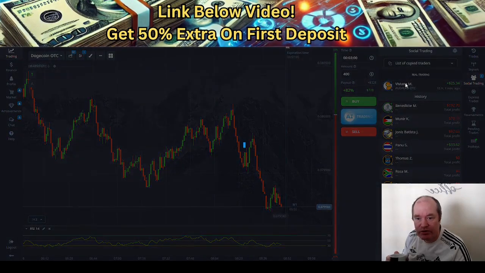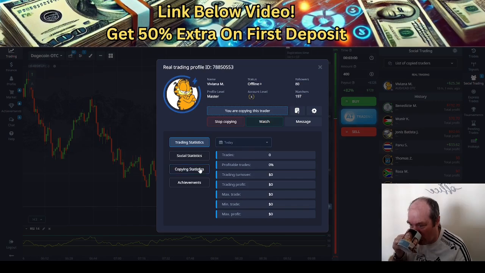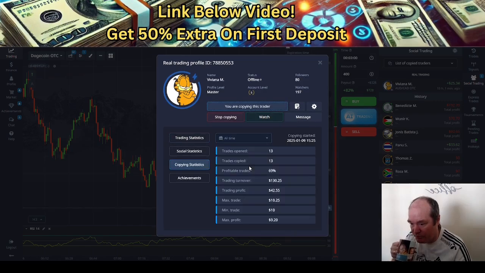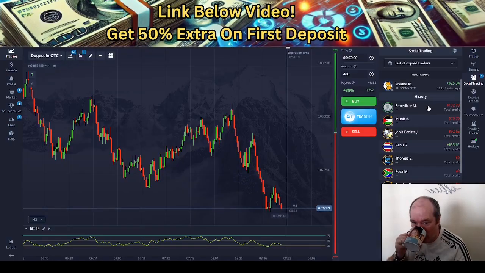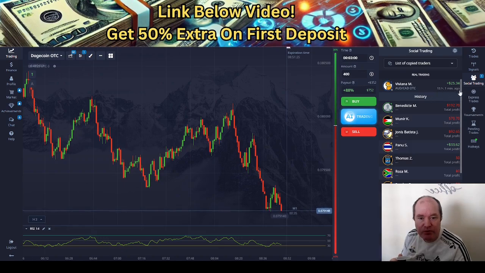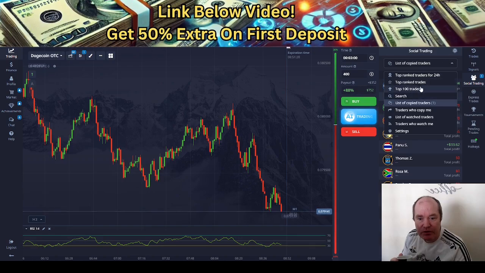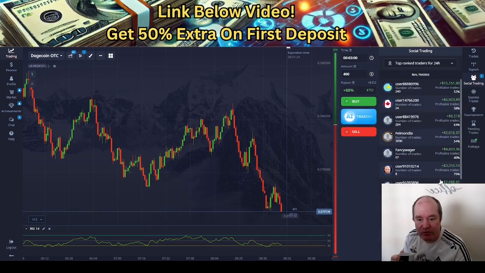Okay, let's check this one over here. This one here we are actually making money with, so we stick with this one for now. Then I think I would like to see if we can find ourselves another one to copy. Let's see top trades for 24 hours. Let's try one that looks good here now. This time let's take one without the picture. Let's take this one.